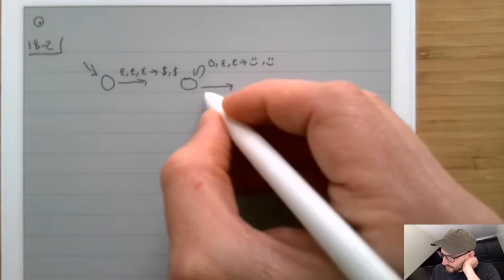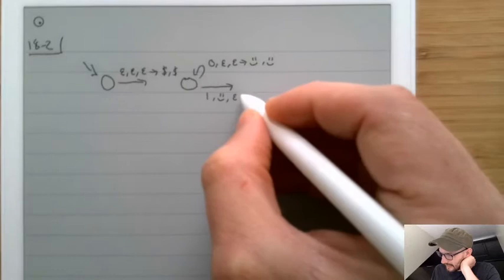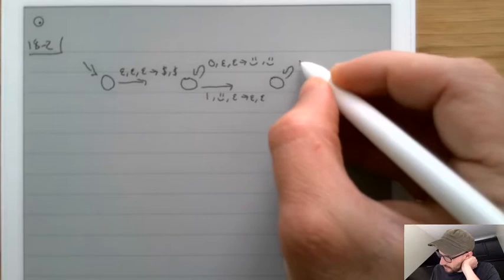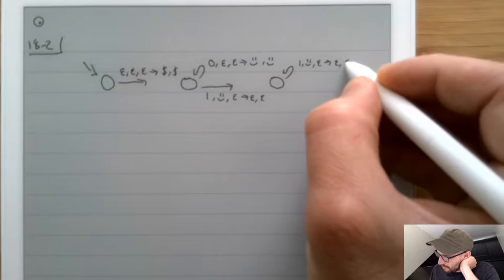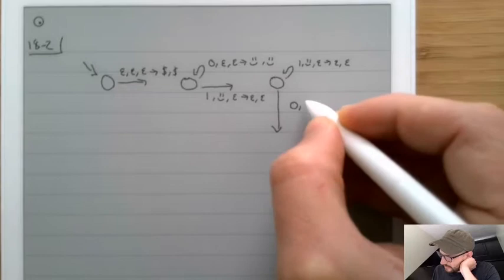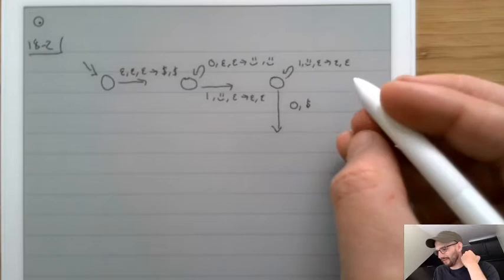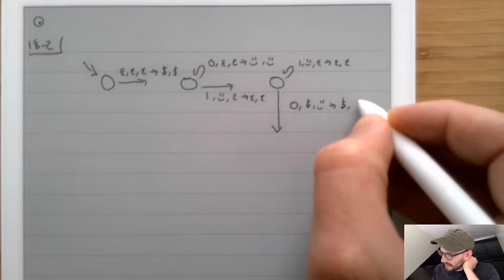Then if we see a one in the input and a happy face on the first stack, we'll ignore the second stack and pop off the first stack, leaving the second stack alone. And we'll go over to this state. In this state, if we see a 1 and a smiley face, epsilon, we'll pop off both of those. And then if we see a 0 and a dollar sign, the dollar sign is there because we want to ensure that we saw all the 1s. We actually don't really need this, we could just leave it alone, but we'll do that. And there's a smiley face there. Then we'll leave the dollar sign in place and pop off the epsilon, and we'll go here.